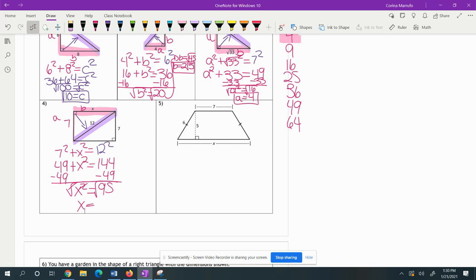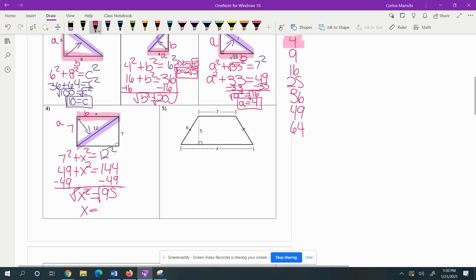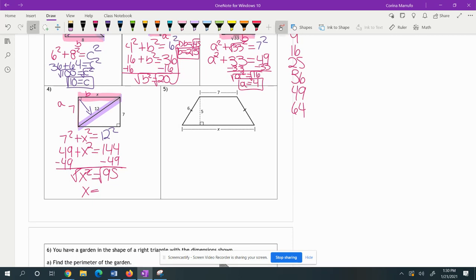Nope, none of those go in. So that means that since we're leaving it in simplest radical form, that's the simplest that we can get it. It's not going to get any simpler than that because the square root of 95 does not reduce. Okay, so that's it.